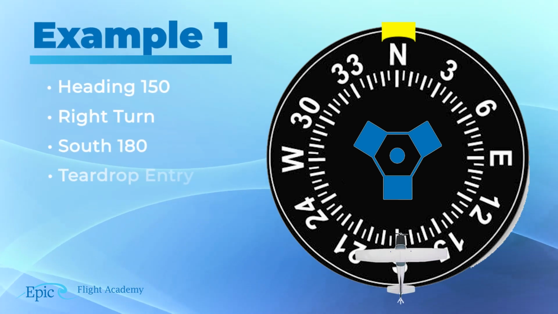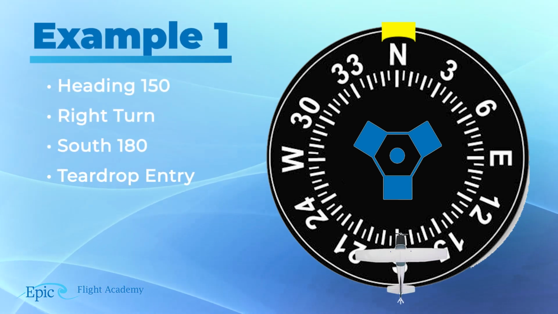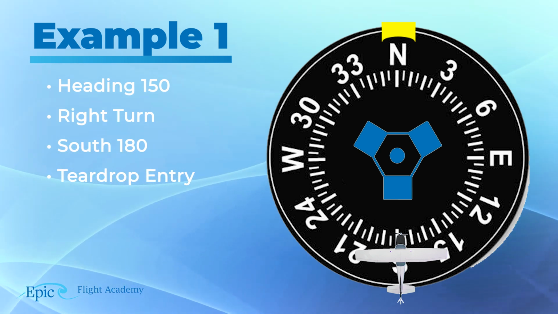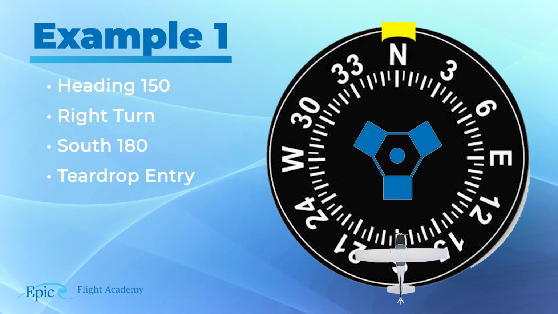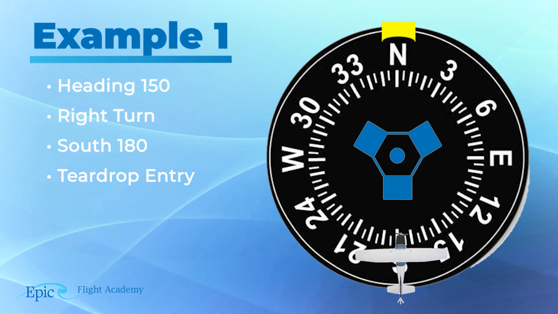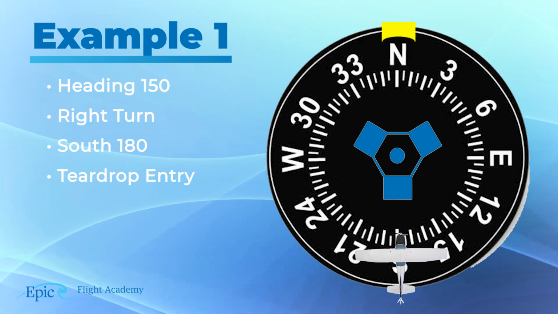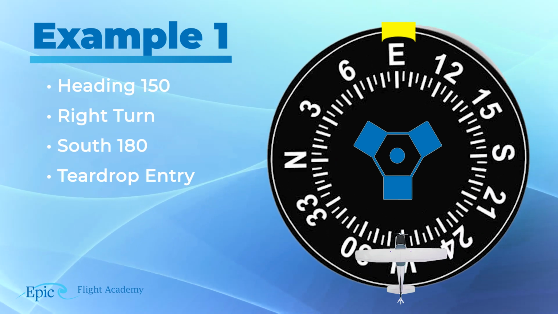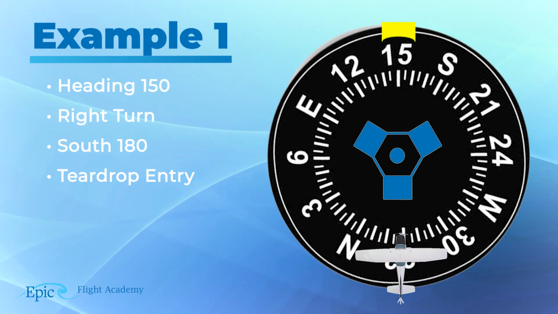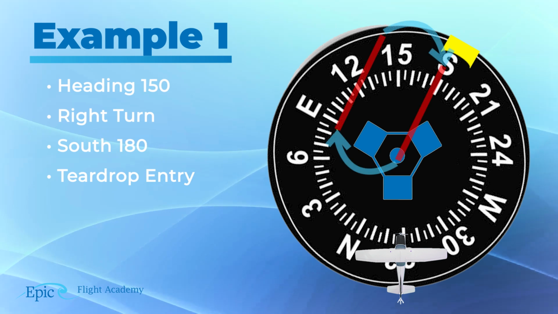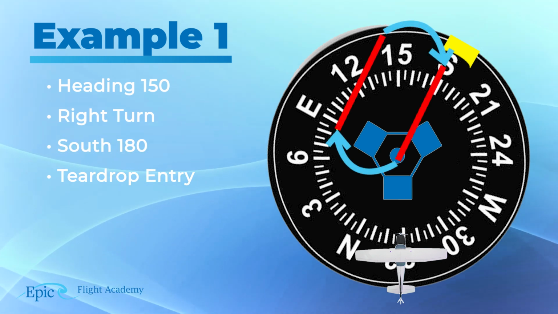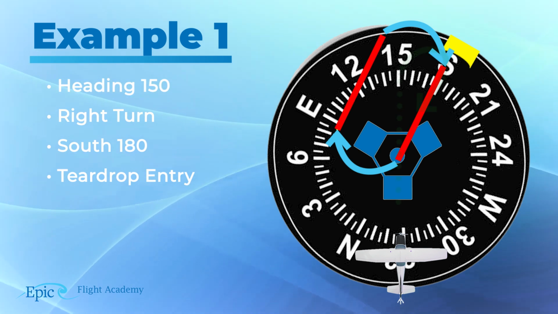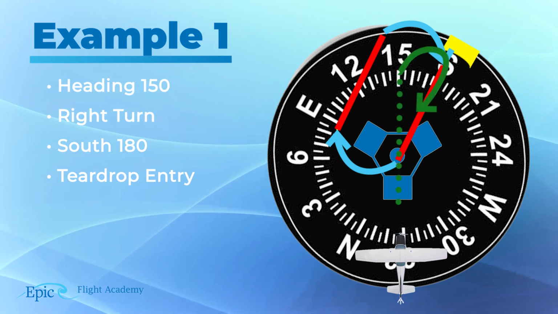The first one is going to be right turns with a teardrop entry. Okay, this one should look familiar. The aircraft is heading 150. We're instructed to hold south on the 180 radial. We have not been instructed to turn left, so we know it's right turns. Holding fix is in the center of the HSI. Heading bug is on 180. I draw my holding course in my mind's eye. I lay in my right turns, and I can see that the teardrop is my best entry.